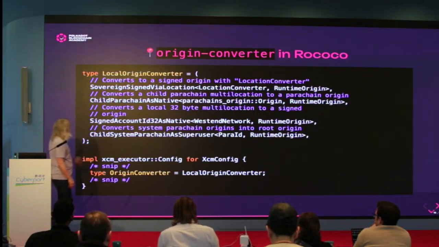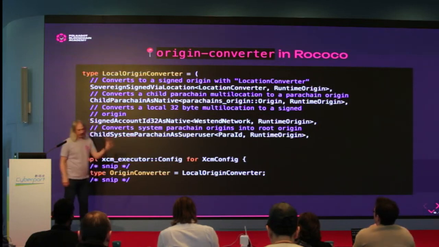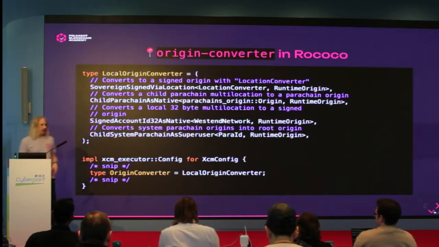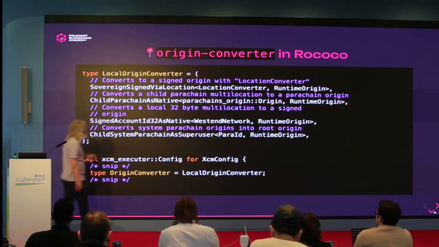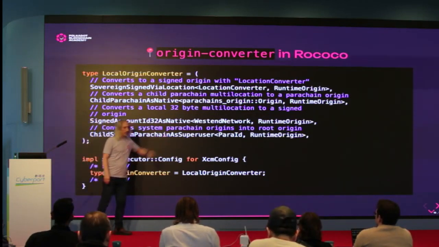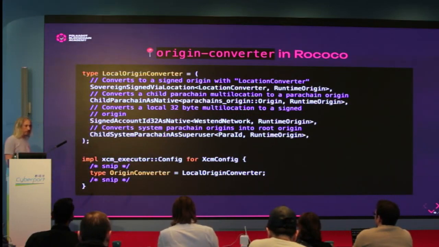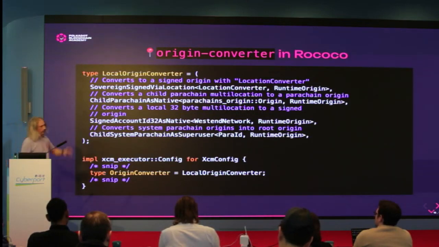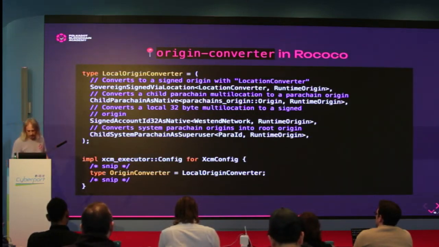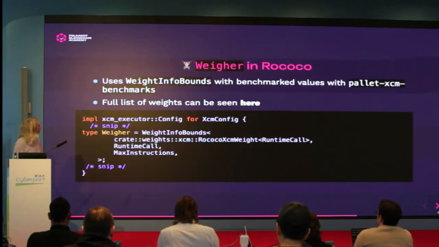So in general, child system parachains as super user is somewhat questionable, but probably eventually some of the system parachains at least would need to run with super user privileges on the relay. With Coretime and JAM, that's less of an issue, but that's a different thing. For now, let's just consider what we have at the moment. Okay, so we're familiar with that.